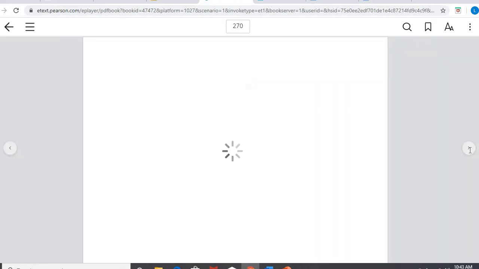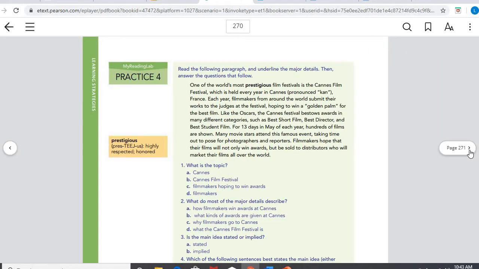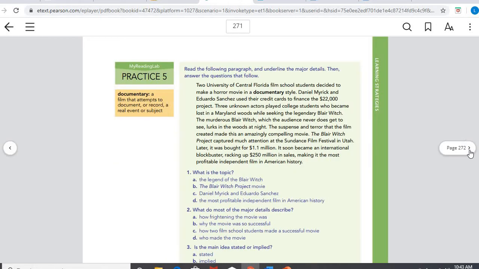If you look over at page 271, I'm skipping practice 4 here, although again, you are more than welcome to try it on your own. Email me, text me, call me, whatever you want, and I can give you feedback. But we're going to skip to practice number 5 for now.